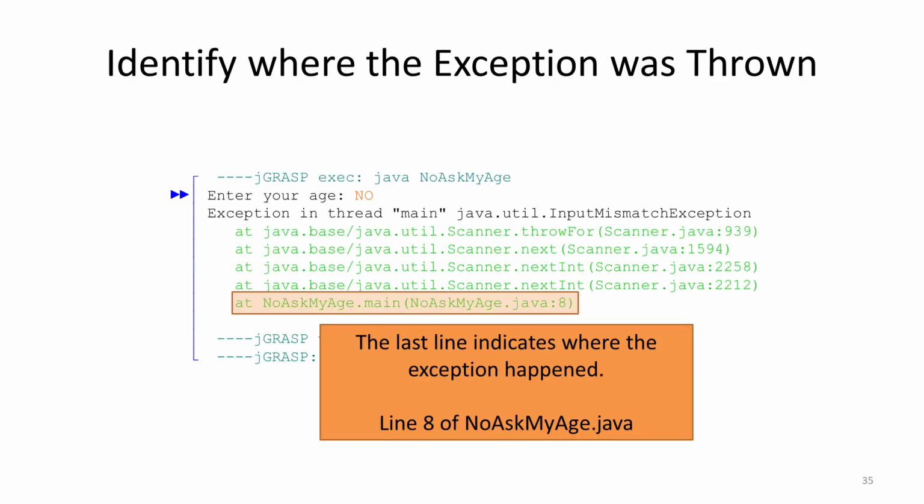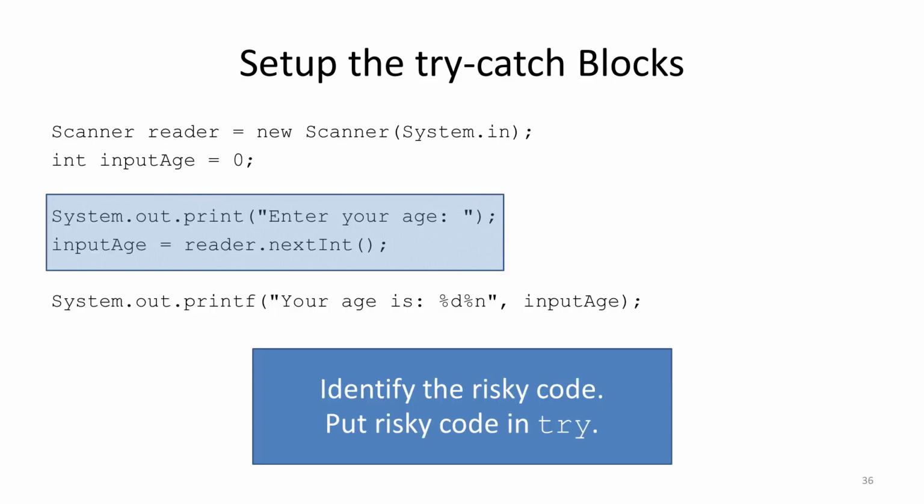What the error message also tells you is where the exception happened. So on the very last line of all that green text on the slide, it says at NoAskMyAge.main, and then in parentheses, NoAskMyAge.java:8. So that last part, NoAskMyAge.java, that's the file name, and then 8, that is the line number where the exception was thrown. So this error message tells you two things. It tells you the name of the exception that was thrown, and where it happened. So what you'll do, go back into the code and then set up your try catch.